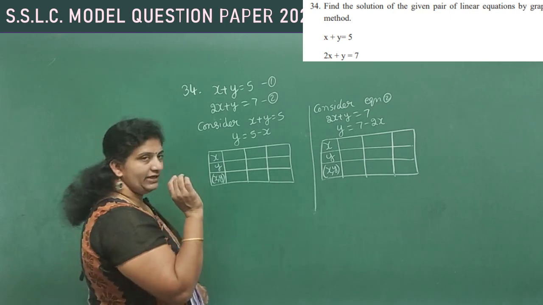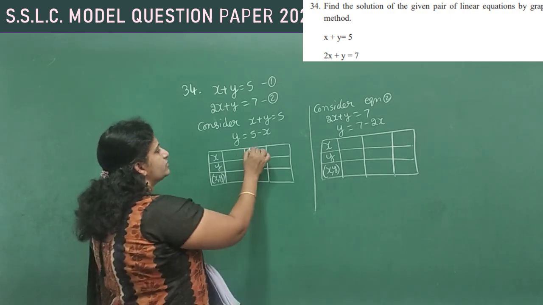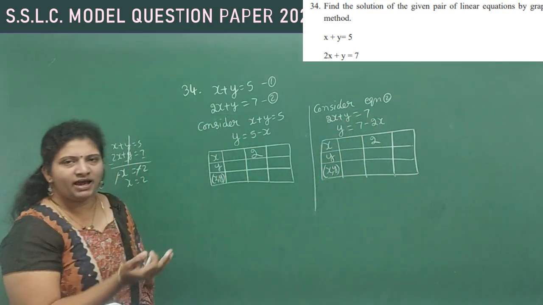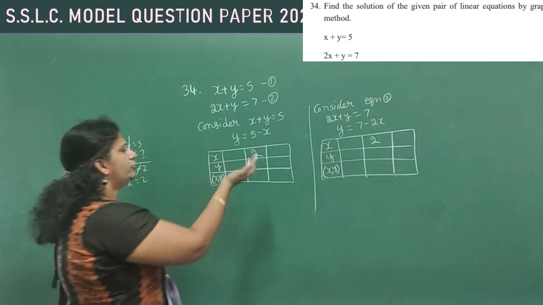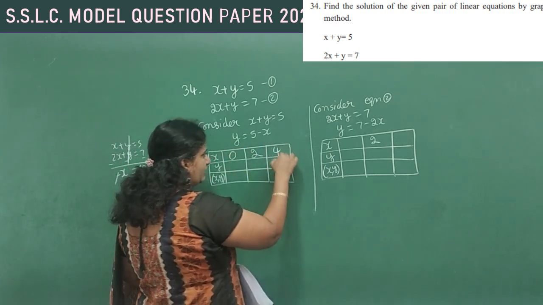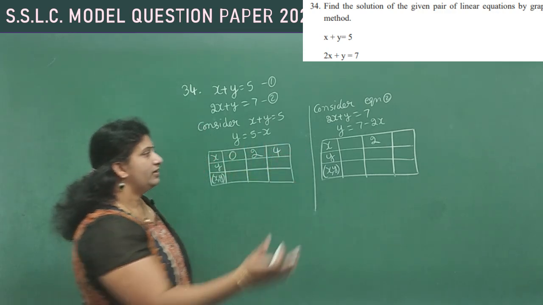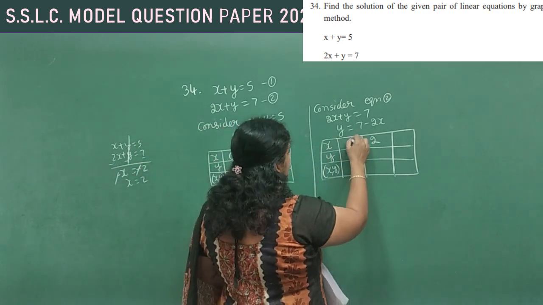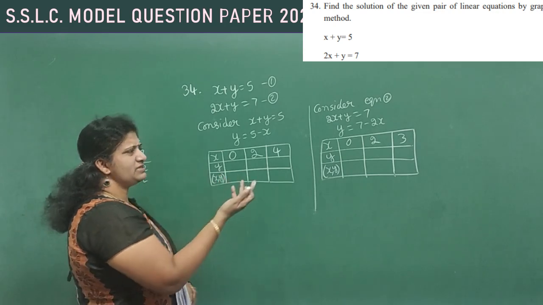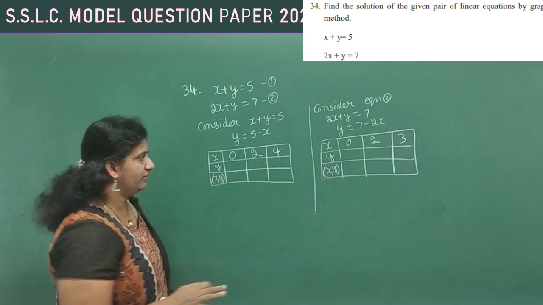Right? So that value 2 I want. So put 2 in the middle of the table and then manage any other numbers. Before 2, any number, let me take 0. After 2, one number, let me take 4. Here also in the same manner, 0, 2, 3. Right? Same numbers are not needed. Any number you can take.